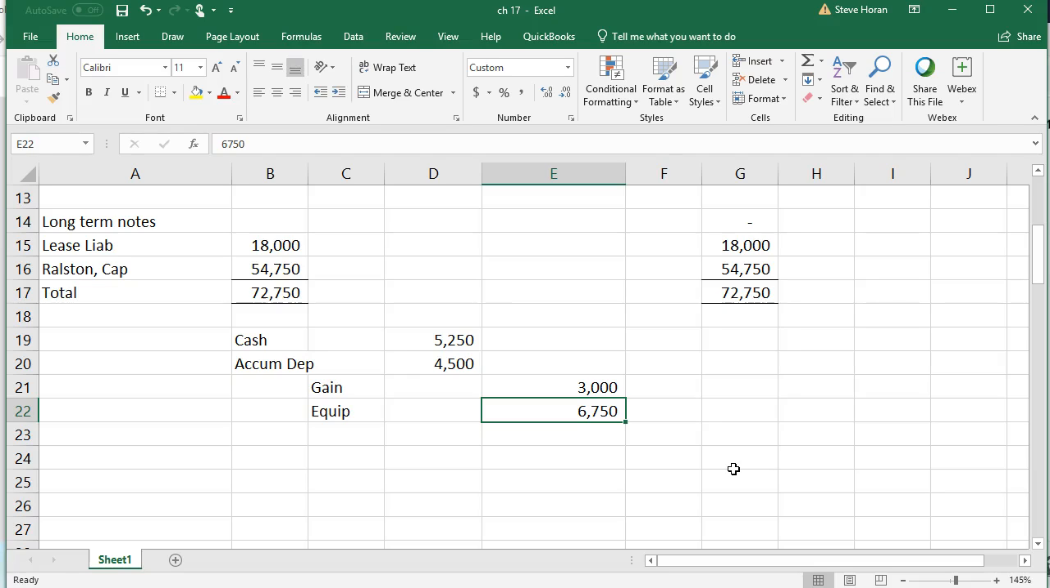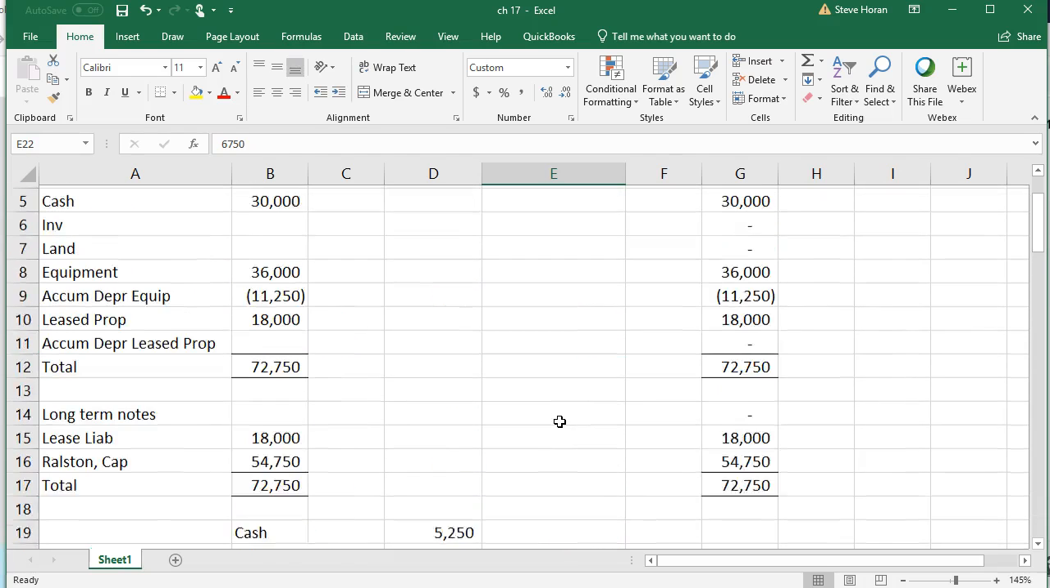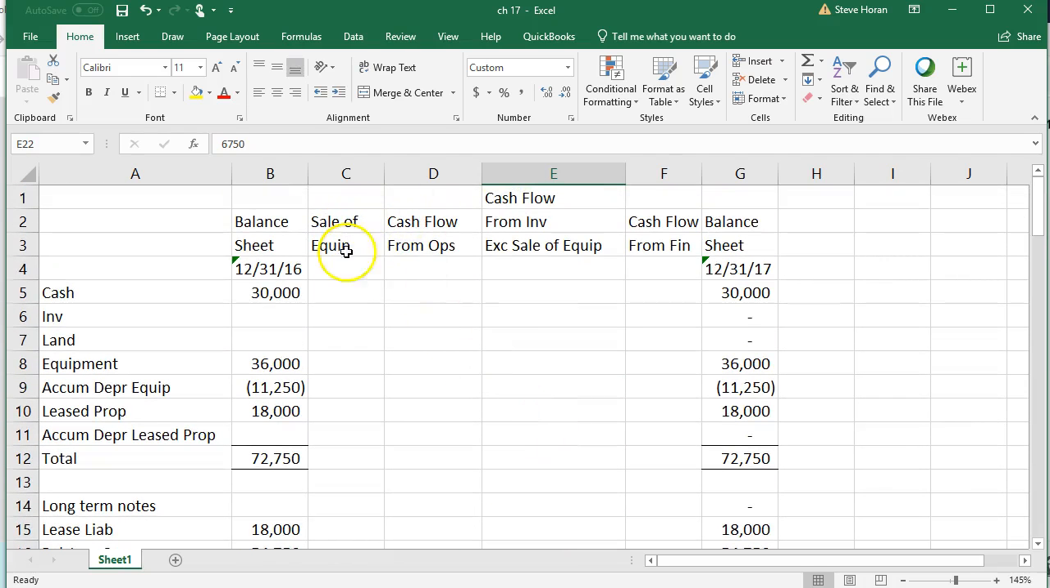So once I do that, I'm good to go. Okay, so then we balance and we're in good shape. Now that I know what my equipment cost was, that'll help me figure out my column here for sale of equipment.